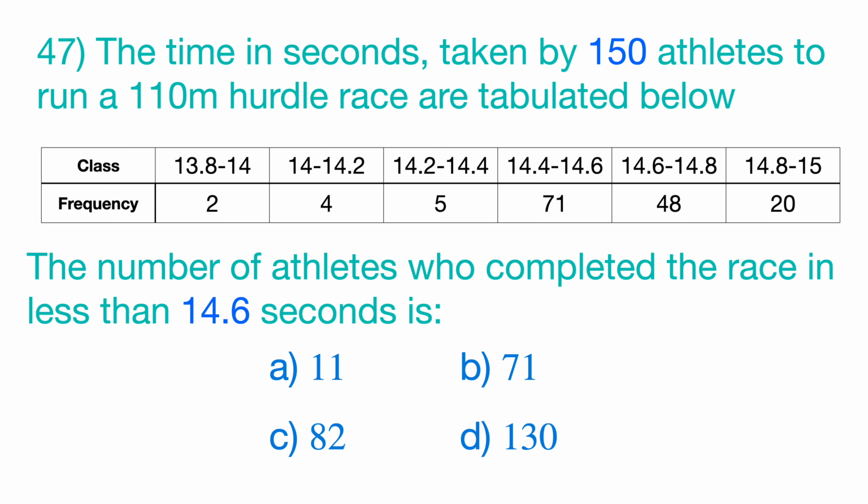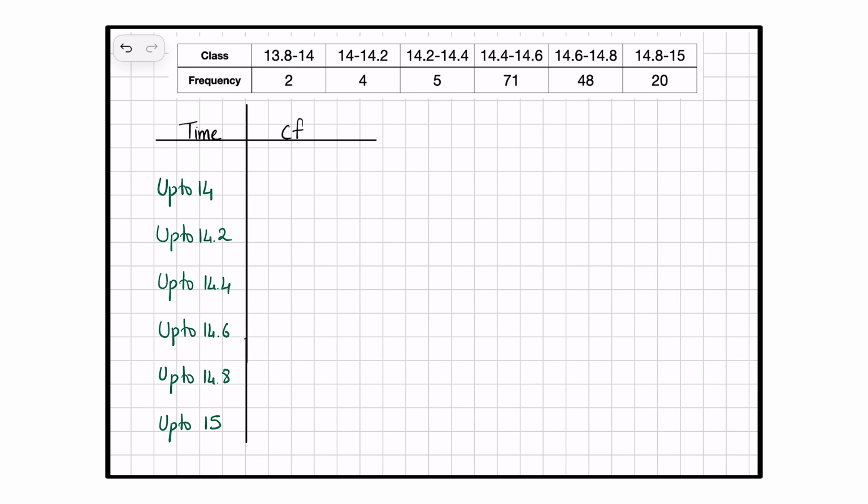What we have to do is convert this frequency distribution into a less than type. Let's do that. First I will write all the less than types and the corresponding cumulative frequency. We can start from up to 14. Now what will be the corresponding cumulative frequency? Up to 14 it will be simply 2. Up to 14.2 it will be 2 plus 4, and that will be 6.